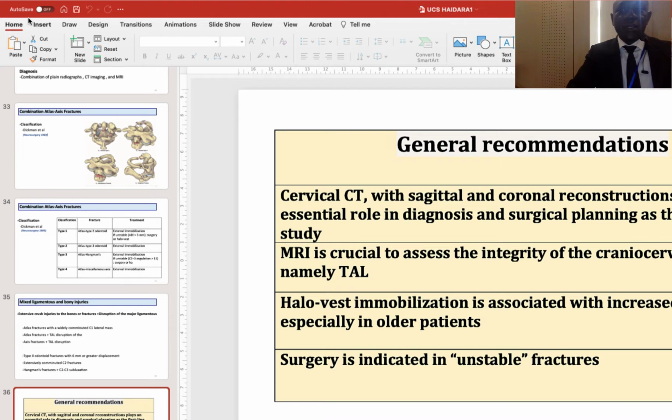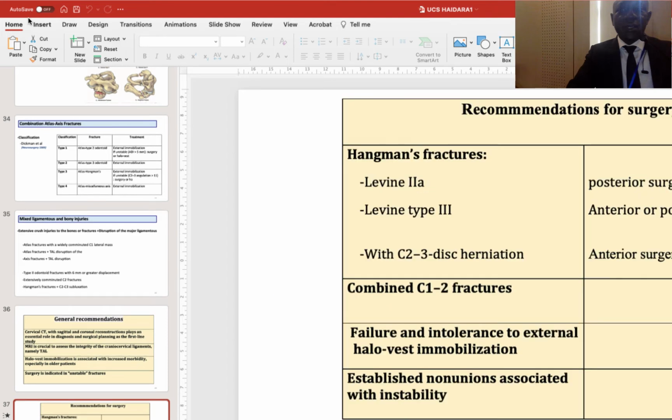To finish, some recommendations. Cervical CT with sagittal and coronal reconstruction plays an essential role in diagnosis and surgical planning as first-line study. MRI is crucial to assess the integrity of craniocervical ligament, like transverse ligament. Halo-vest immobilization is associated with increased morbidity, especially in older patients, and surgery is indicated in unstable fracture.